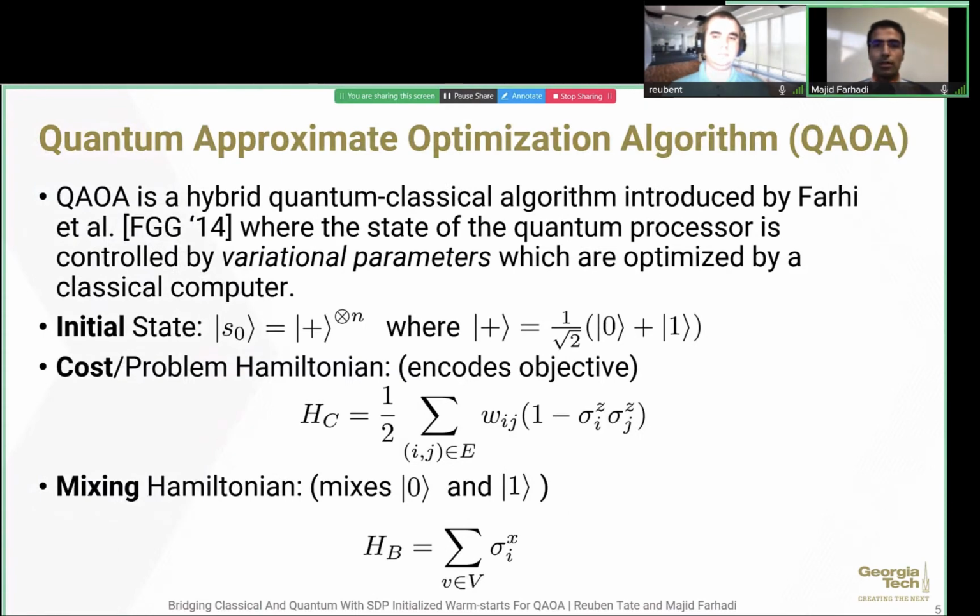We briefly describe the quantum approximate optimization algorithm, called QAOA, which is a hybrid algorithm introduced by Farhi et al. in 2014, in which the state of the quantum processor is controlled by variational parameters that are to be optimized by a classical computer. Here is the setup. We have an initial state S0, where each qubit is in the state plus ket. A cost Hamiltonian H sub C and a mixing Hamiltonian H sub B are key operators defined by standard Pauli rotation matrices over the edges, as well as individual qubits assigned to the vertices, as formulated below.